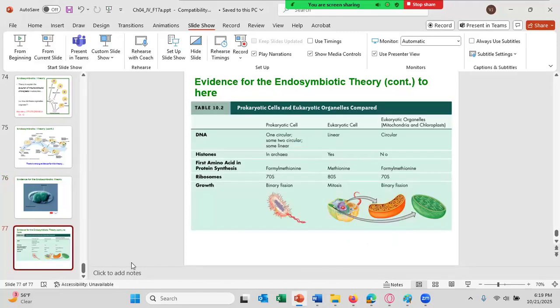Some other proof is the DNA of a prokaryote is usually one circular molecule. In bacteria, they lack histones. They're circular molecules. The eukaryotes have linear molecules like the X chromosome. They're not circular. They have multiple chromosomes. The mitochondria and the chloroplast have one circular chromosome. And this chromosome lacks histones. The prokaryote or the bacteria lack histones, and the eukaryotes have histones on their DNA.